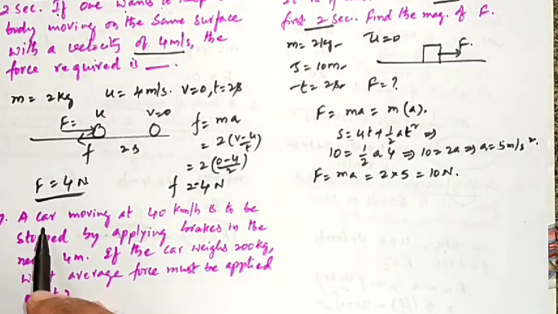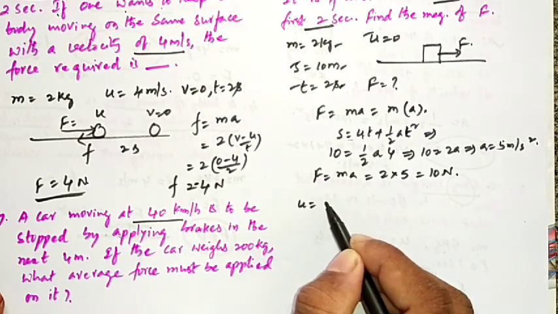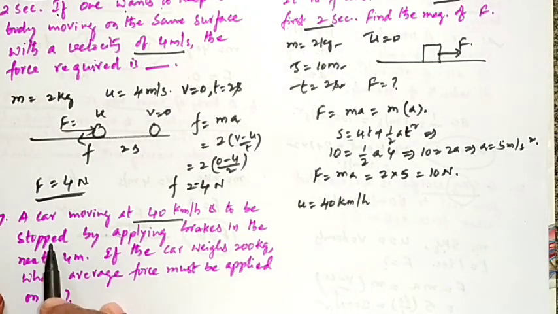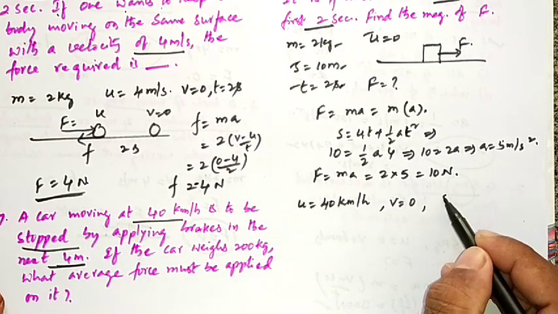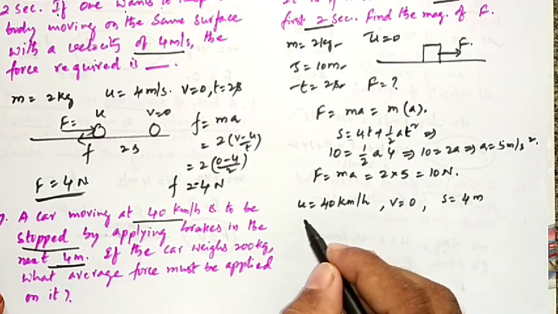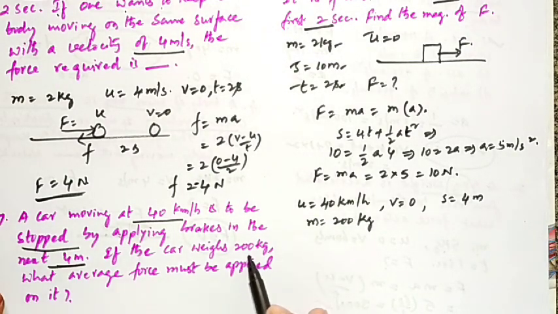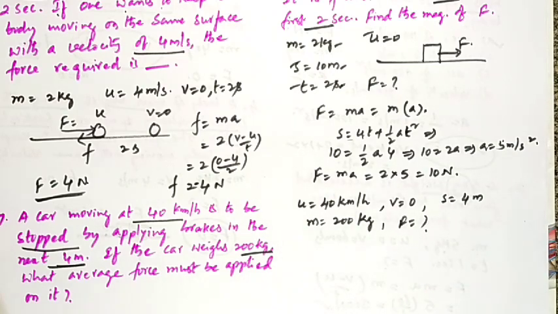See this question. A car is moving at 40 km per hour, so its initial velocity is given as 40 km per hour. It is to be stopped. Stopped means final velocity is 0, by applying the brakes in the next 4 meters. 4 meters, what is this? Distance, because meter is the unit of length. If the car weighs 200 kg, kg is given, so it is mass. What is the average force we must apply? Force is equal to how much?